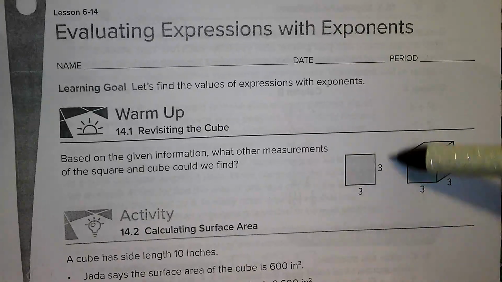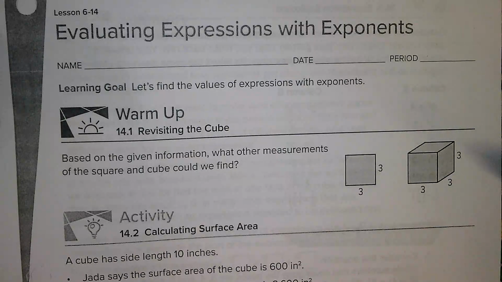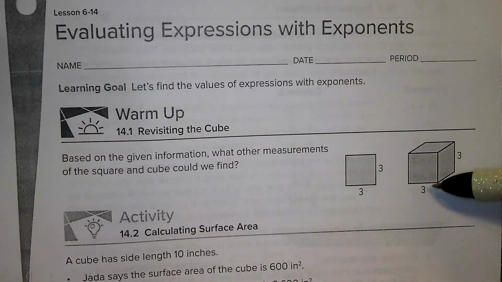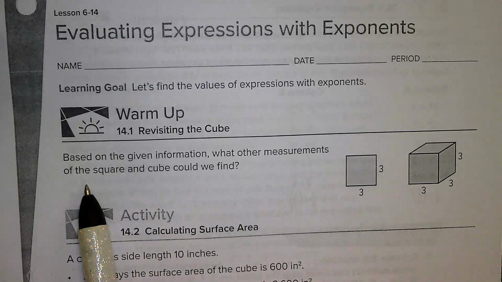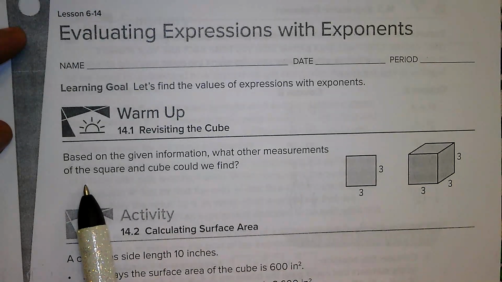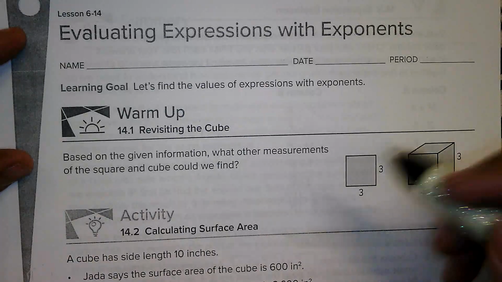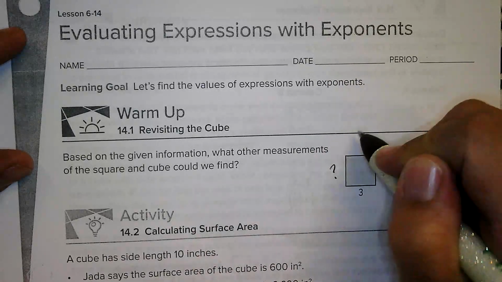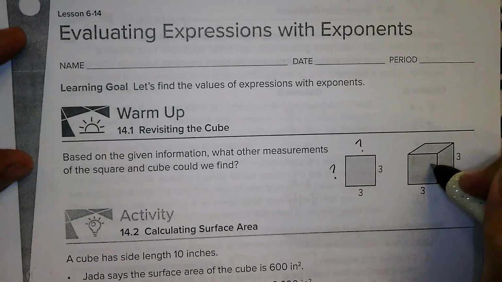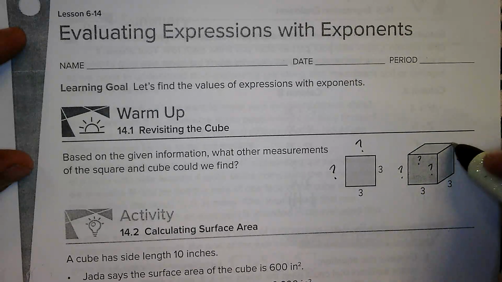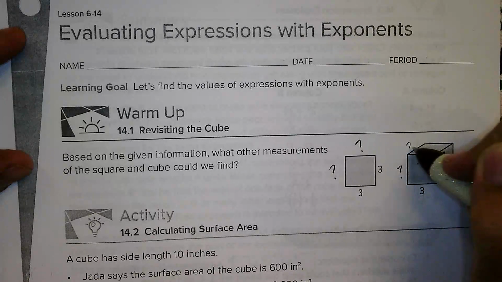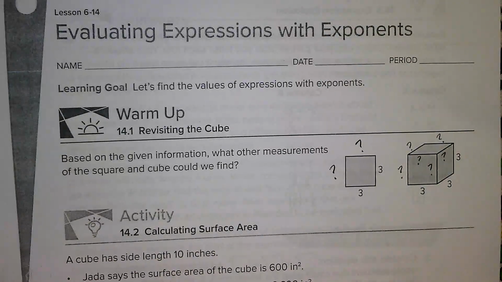So here's your square, it's a 3 by 3. Here's your cube, it's a 3 by 3 by 3. So based on the information, what other measurements of the square and the cube could we find? Do you know what this measurement is? This one, this one, right here, this one, and that one.